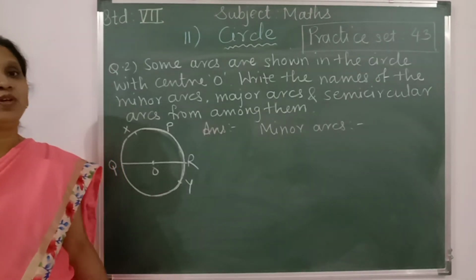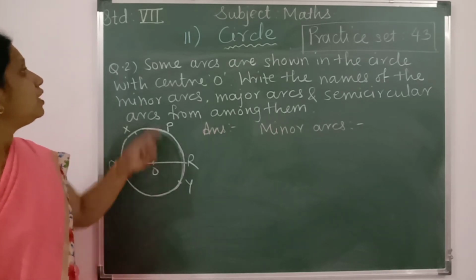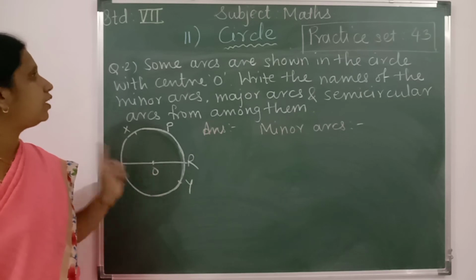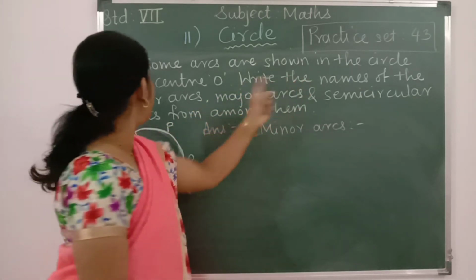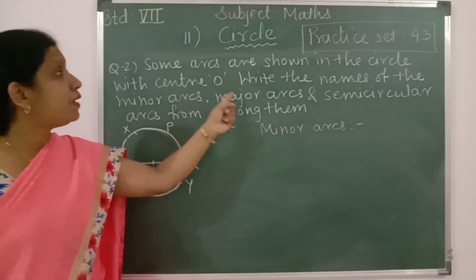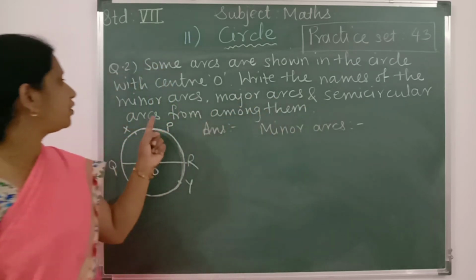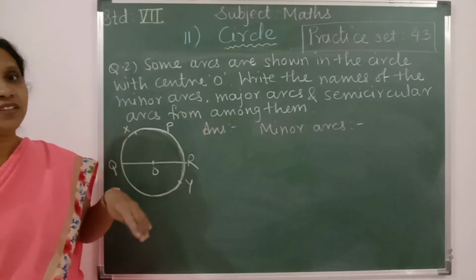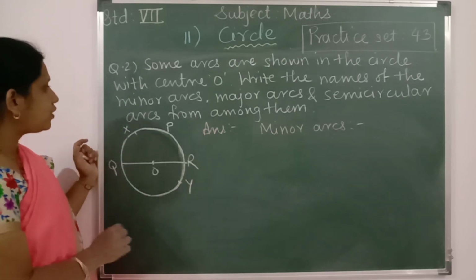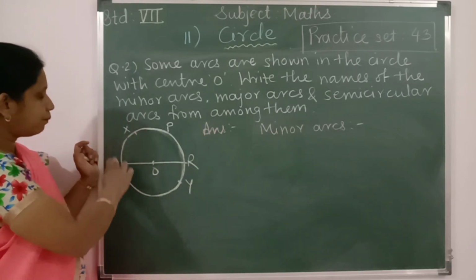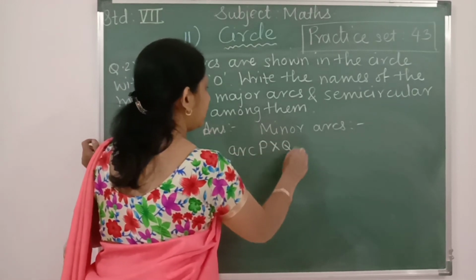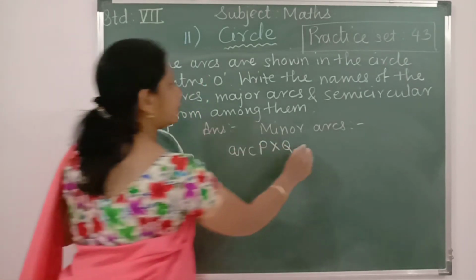Students, let's have a look at question number 2. Some arcs are shown in the circle with center O. Write the names of the minor arcs, major arcs and semicircular arcs from among them. Now, let us first write down the minor arcs. Which all are minor arcs? RPXQ, RPR.